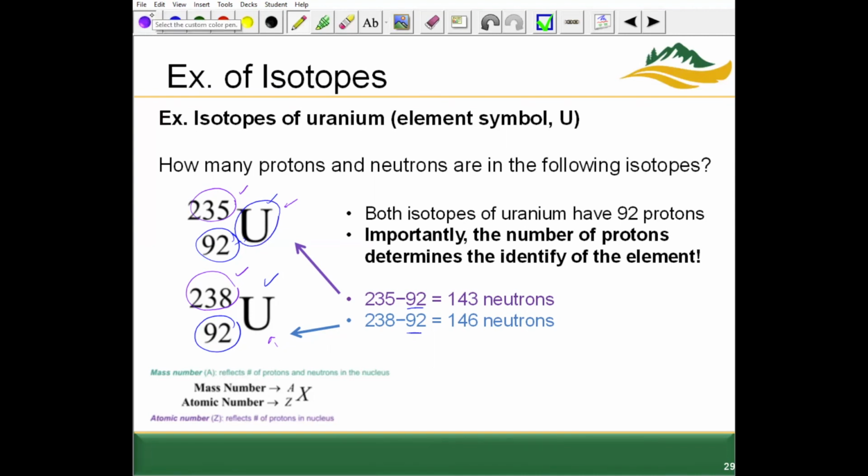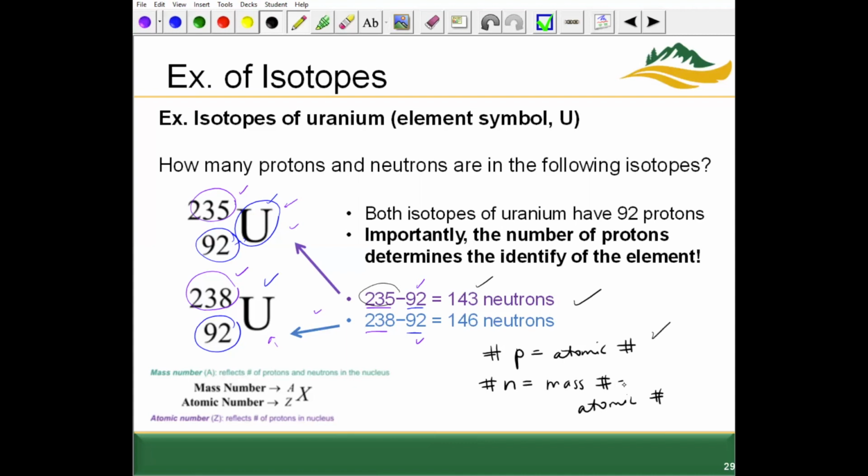What can be asked, though, is how many neutrons are present in this isotope versus this isotope. To figure that out, we take the mass number here, so 235 or 238. We know there's 92 protons, and we know electrons are essentially negligible as far as mass. So then we find the number of neutrons by subtracting the mass number by the atomic number. So some ways to think about this: the number of protons is the atomic number. The number of neutrons can be found by taking the mass number minus the atomic number, or the mass number minus the number of protons.